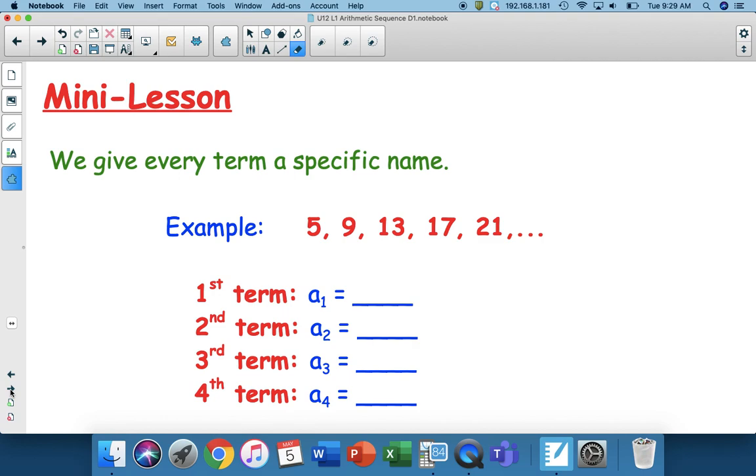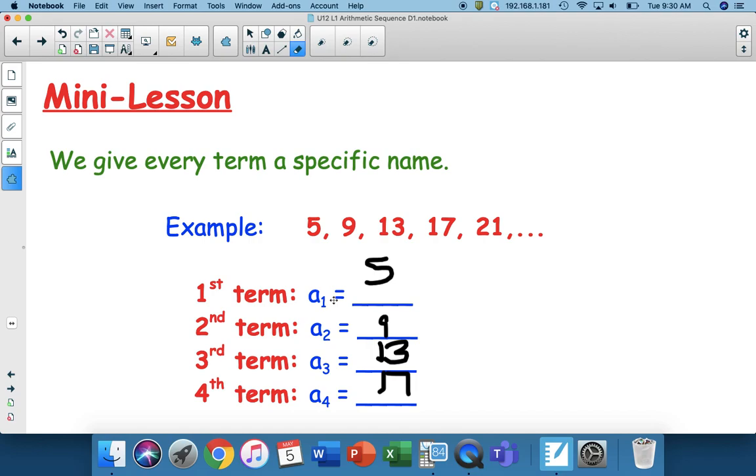So, we give every term a specific name. In our examples here, A is going to be what represents the term in the sequence. For example, our first term is A1. A1 is 5 because that's our first term in the sequence, right? A2 is our second term in the sequence, so A2 is 9. A3, our third term, is going to be 13. And then our fourth term in the sequence, A4, is going to be 17.